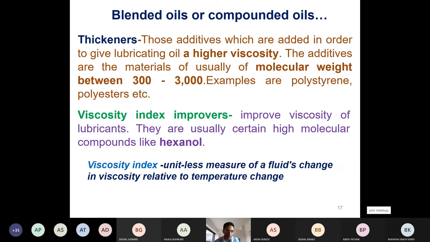The additives are materials usually of molecular weight 300 to 3000. Examples are polystyrene and polyester, which are organic polymers. Next is the viscosity index improver, which improves the viscosity of the lubricant. They are usually certain high molecular weight compounds. Viscosity index means a measure of the change in viscosity relative to temperature.